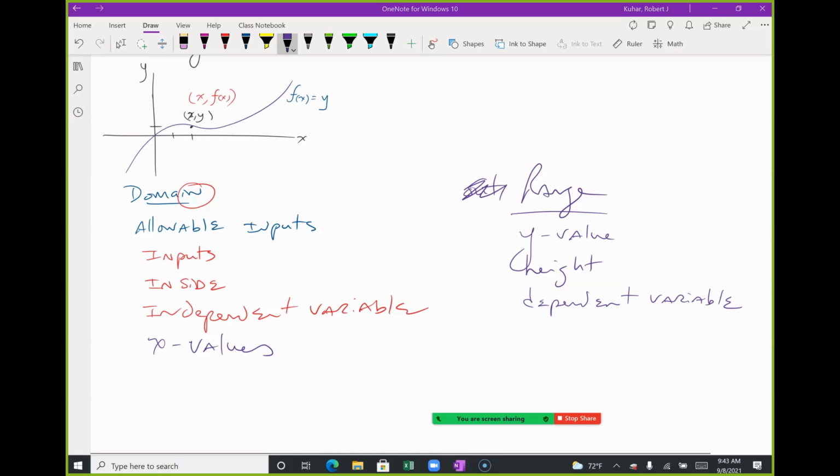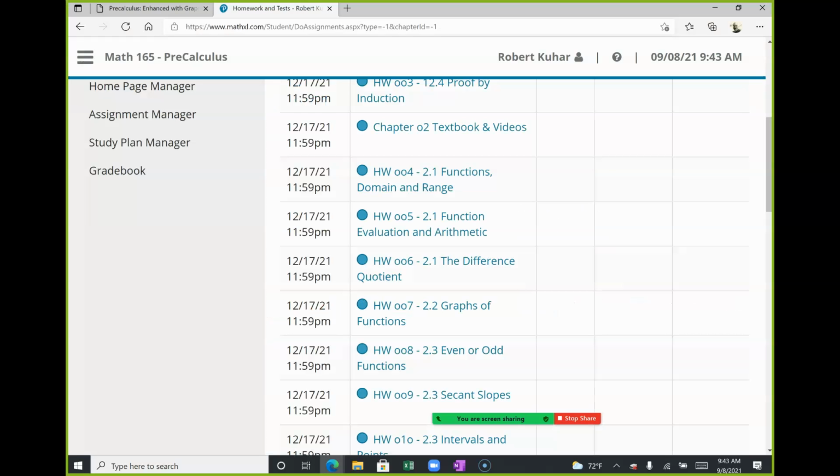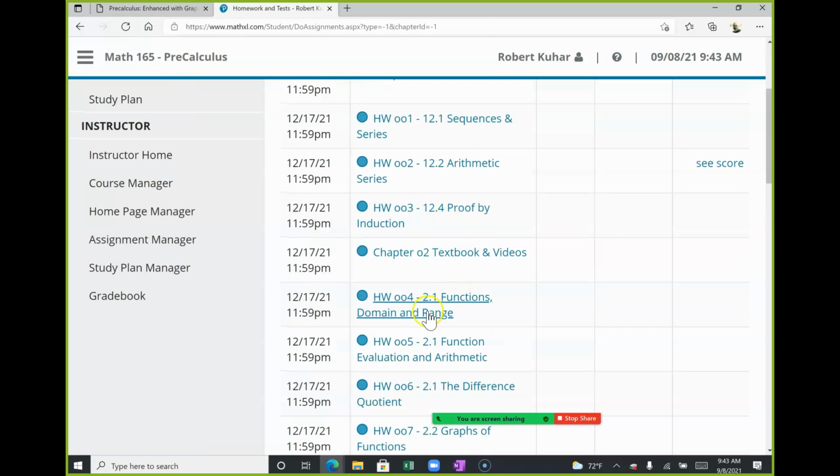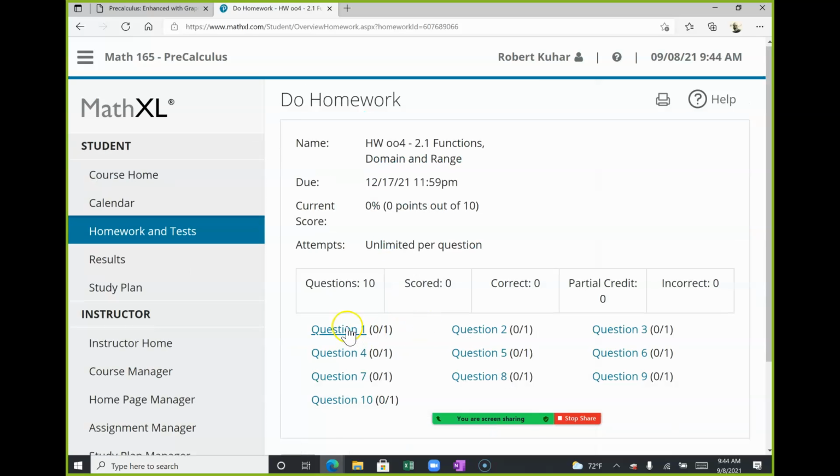So let's look at a couple of problems here. I'm going to my Math Excel, and I want to look at functions and domain and range. That's my first piece for today.